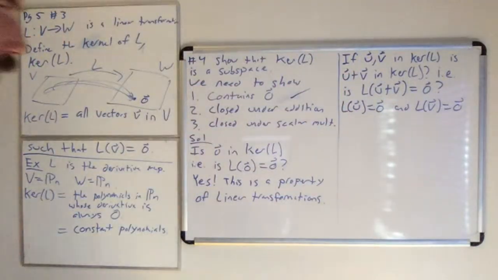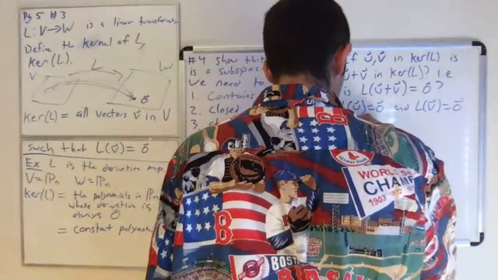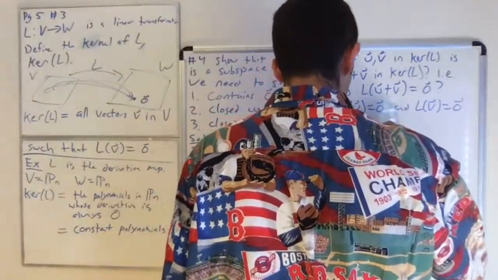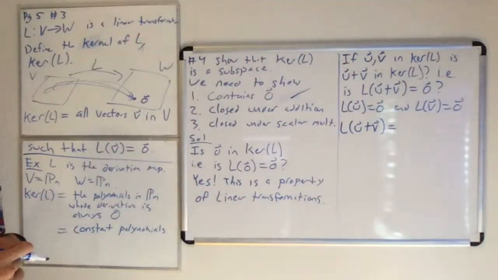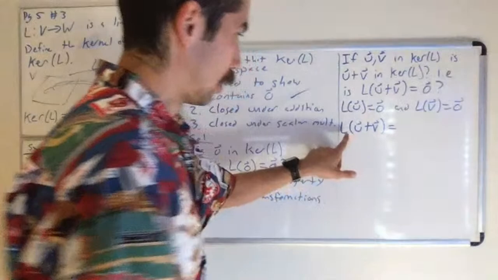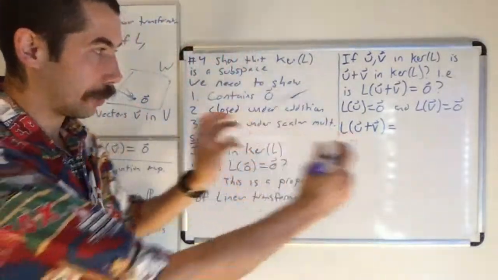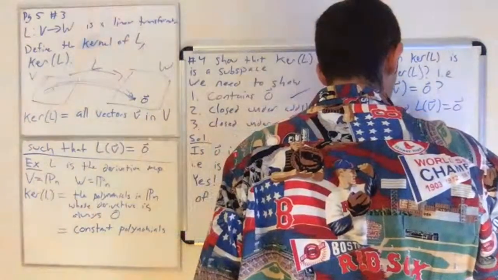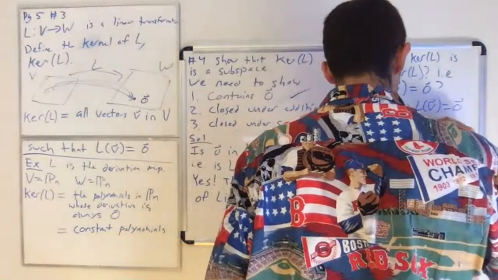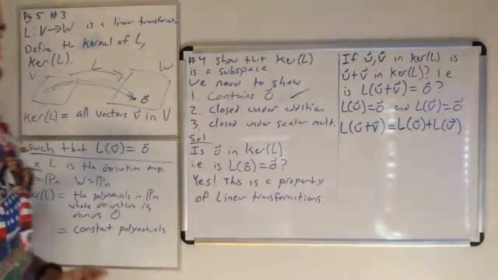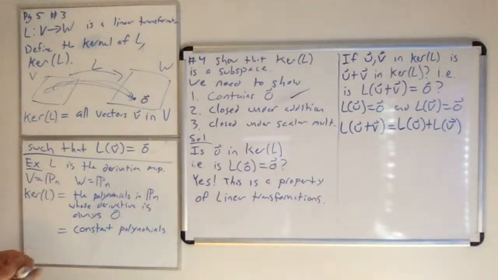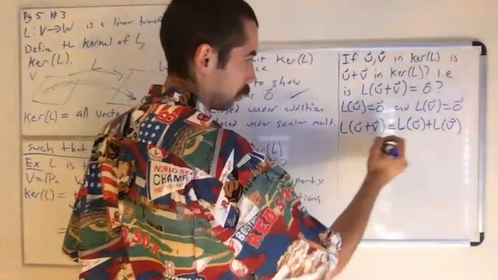And so let's take a look at L of u plus v. Well, I claim we can break it apart. So why are we allowed to separate with addition? Why is this step true?